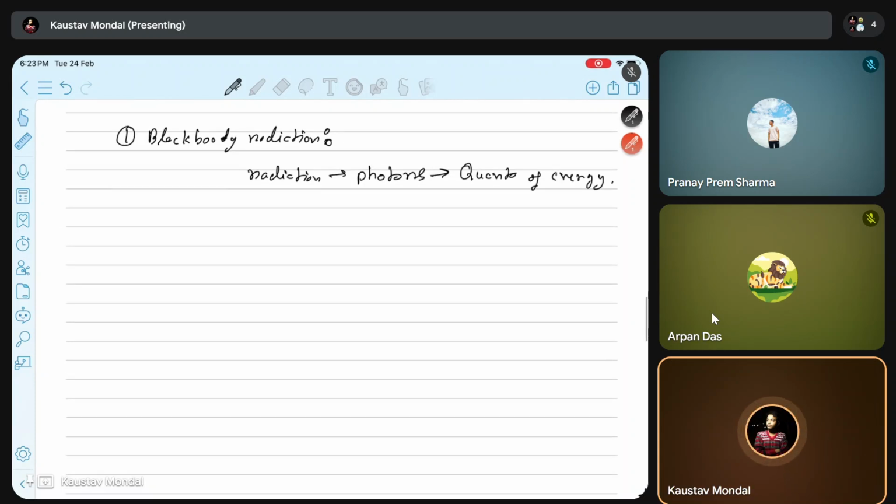So this quanta of energy has an analogy with the quantum harmonic oscillator. Each quanta of energy, these photons, has the energy of a quantum harmonic oscillator, that is given by n h cut nu.